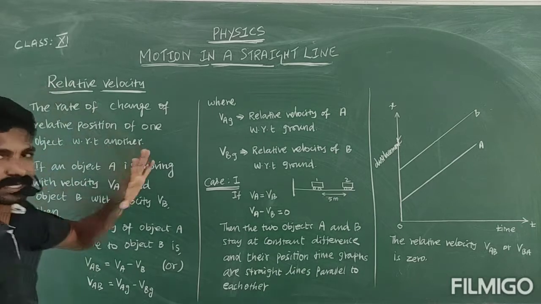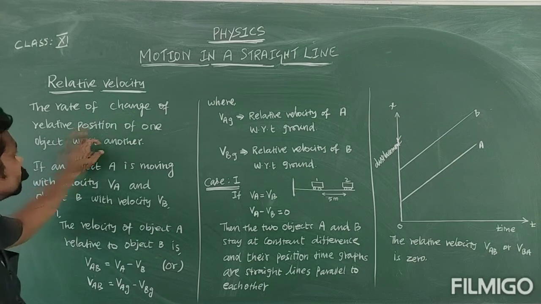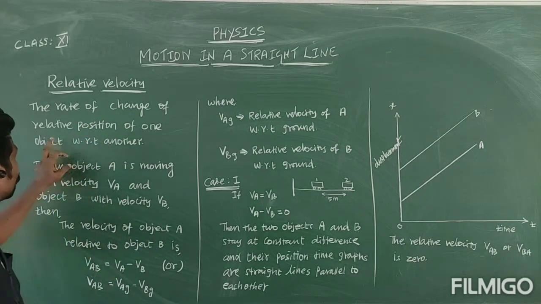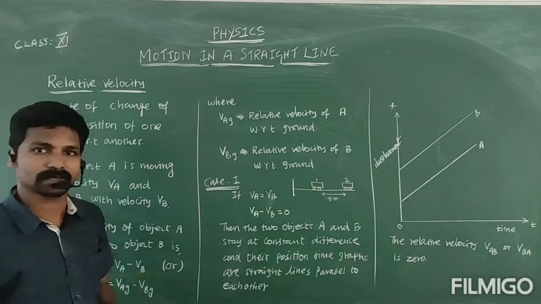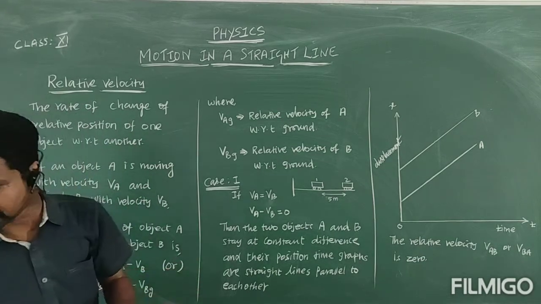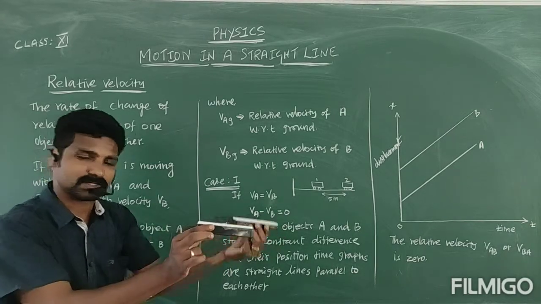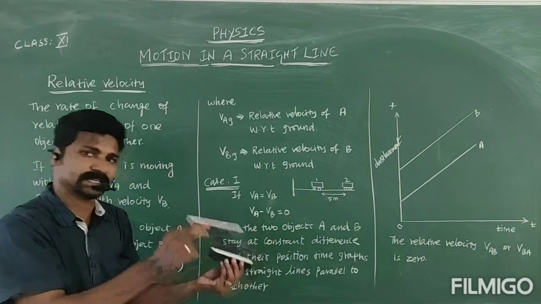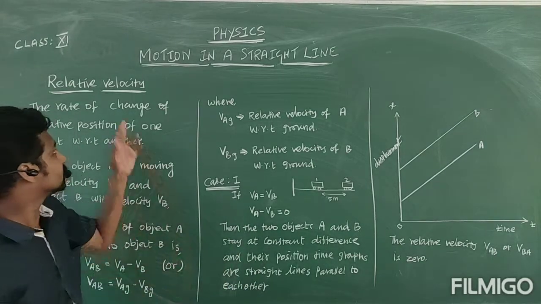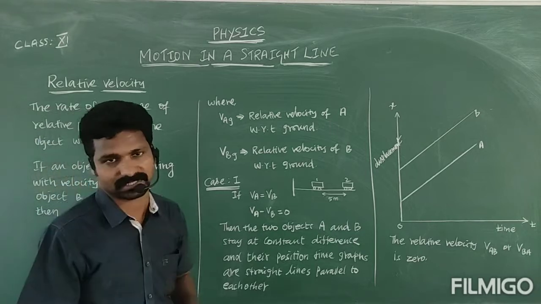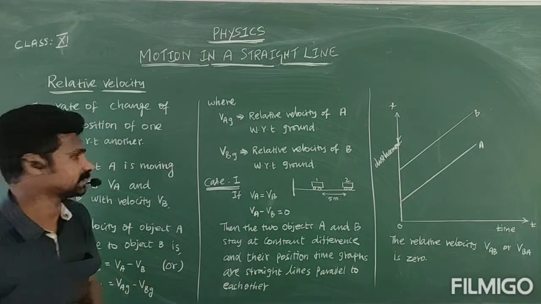So the relative velocity means what? The rate of change of relative position of one object with respect to another object. So with A and B, what actually happens? The position will change. With respect to A, B's position will change, and with respect to B, A's position will change. So that relation only we are going to discuss in relative motion, in relative velocity. Okay, I'll give some example.